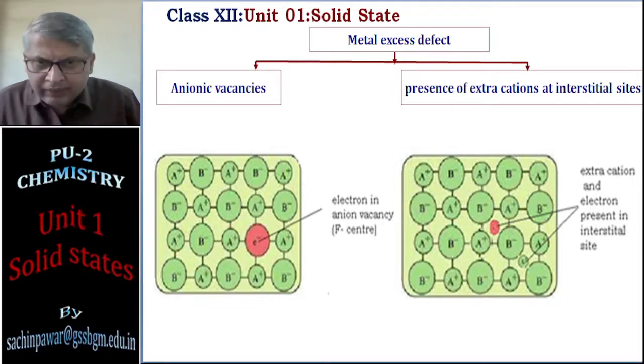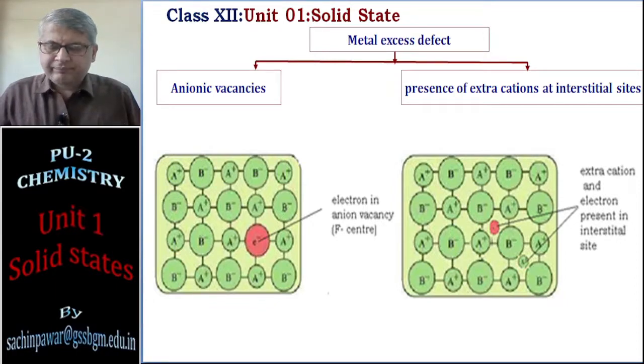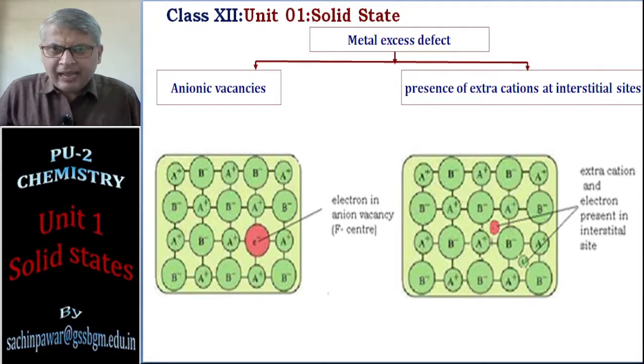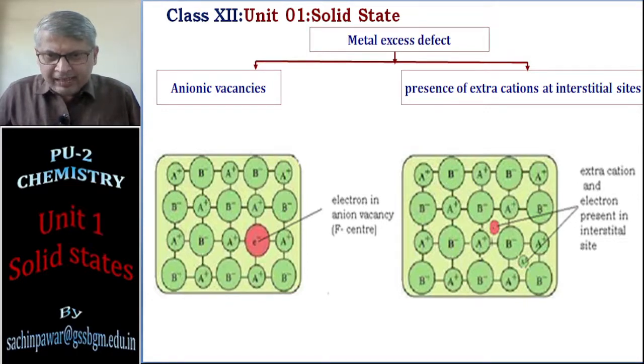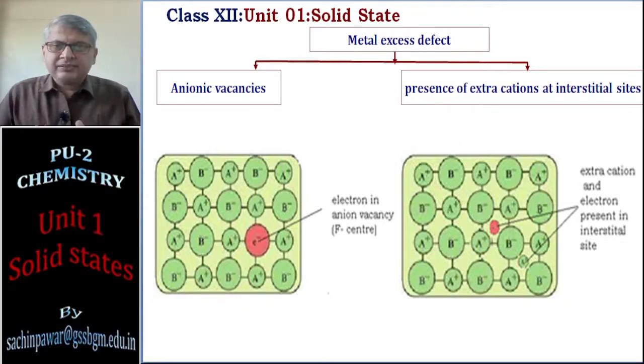Now one important thing to be understood here is, for example, anion vacancy means some anions are missing. When the anion is missing, the amount of negative charge decreases and the amount of positive charge increases. But in ionic solids, electrical neutrality needs to be maintained. That is, the total positive charge should be equal to the total negative charge.